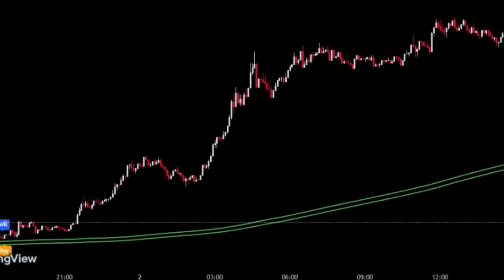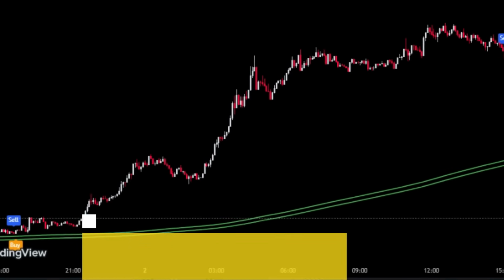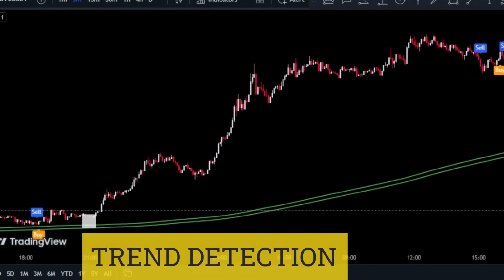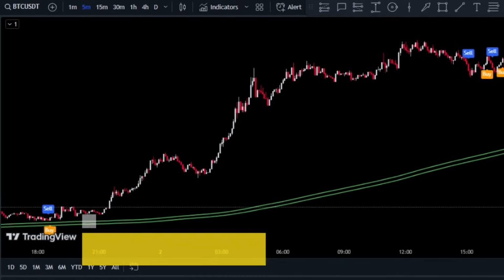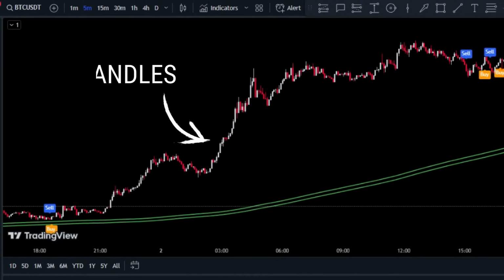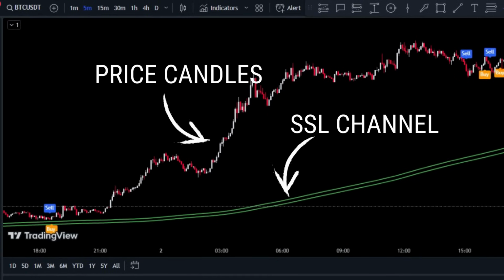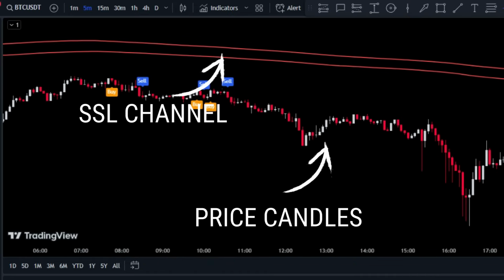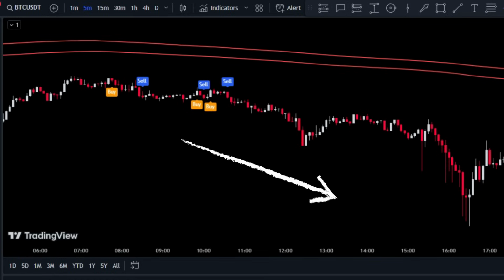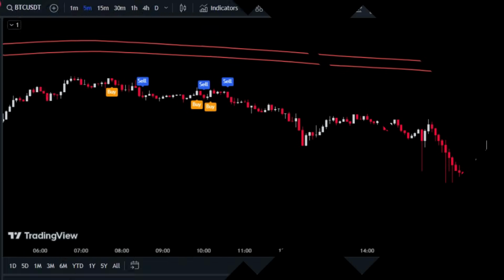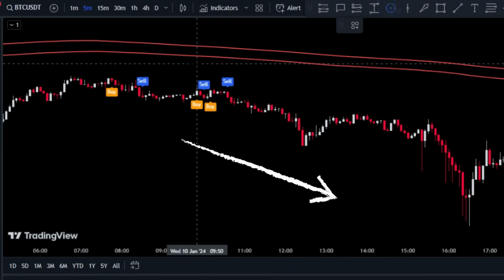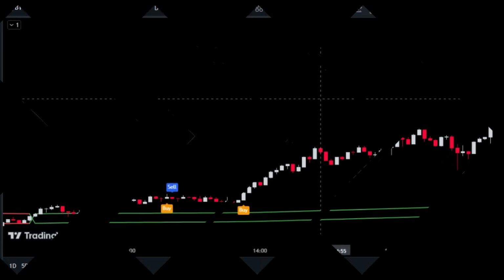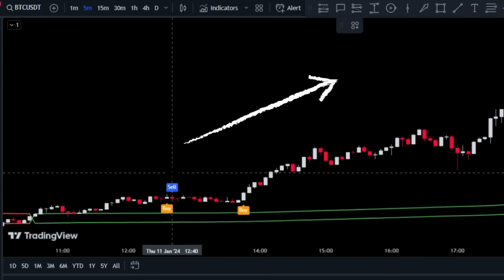The SSL Channel Indicator is a powerful tool for identifying market trends, and the first step in using it effectively is to understand how it can help you determine the balance of power between buyers and sellers. So, if the price candles form above the channel, it suggests that buyers are in control, whereas if the candles form below the channel, sellers are dominant. This information is crucial because it can help you avoid trading against the current market trend. For instance, if the trend is downward, you should refrain from taking buy signals. And if the trend is upward, you should ignore sell signals.